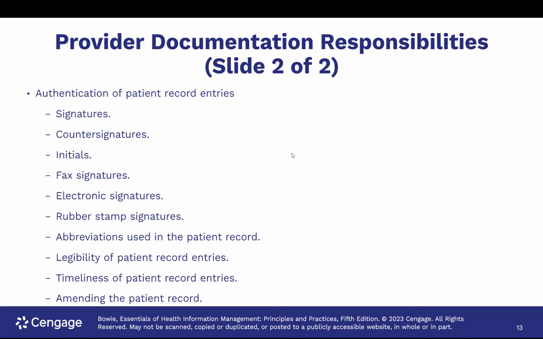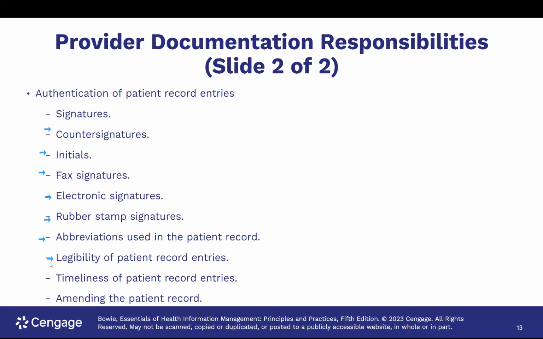And when we talk about authentication, basically what we're talking about are signatures, and not just the signatures that we can't read, but countersignatures, initials, electronic signatures, fax signatures, rubber stamps. A facility that I worked at had all radiology reports and pathology reports signed by the reviewing radiologist or pathologist with rubber stamps.